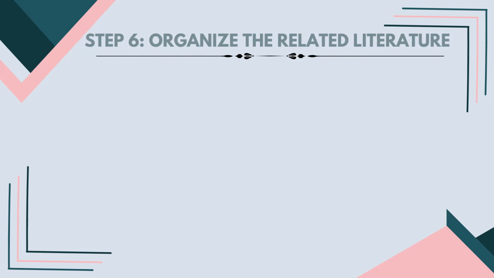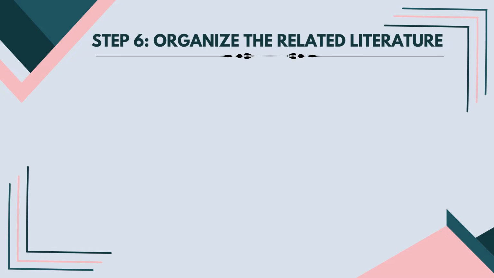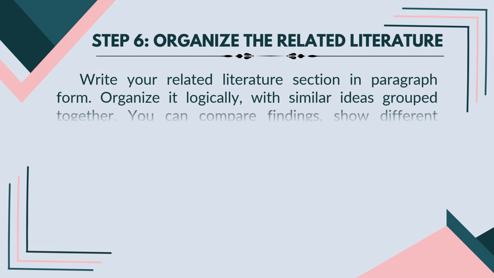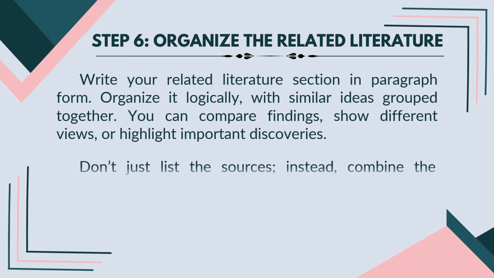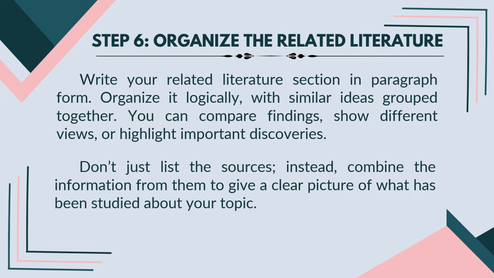Step 6. Organize the related literature. Write your related literature section in paragraph form. Organize it logically with similar ideas grouped together. You can compare findings, show different views, or highlight important discoveries. Don't just list the sources. Instead, combine the information from them to give a clear picture of what has been studied about your topic.